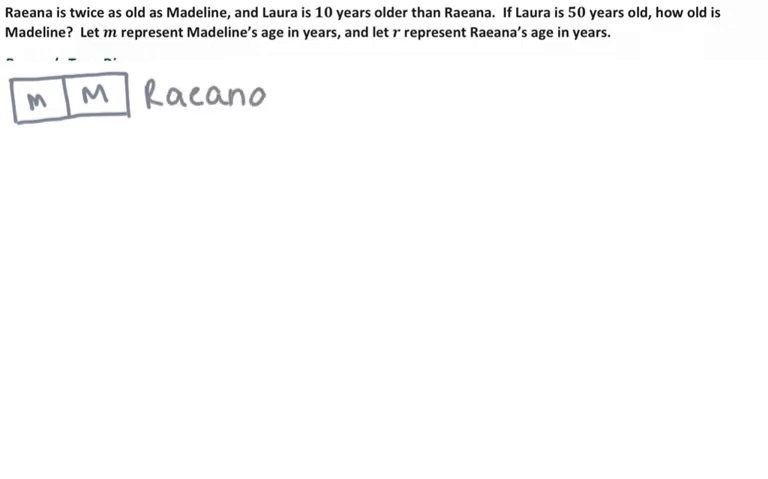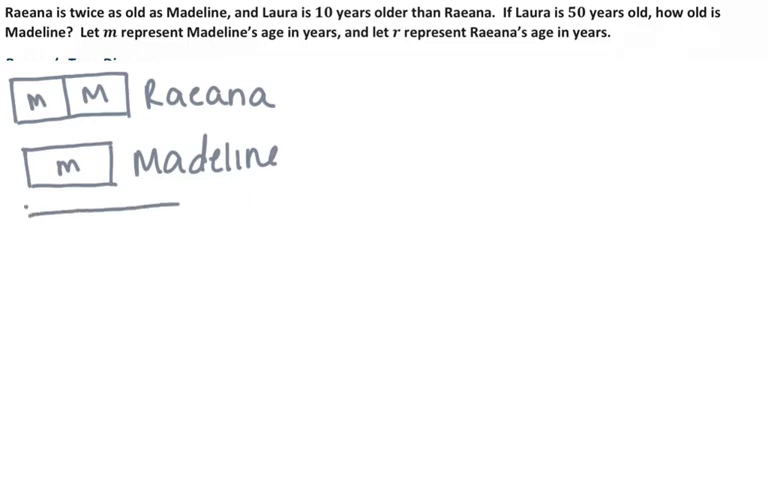So this is Rihanna. Secondly, I'm going to draw another tape diagram for Madeline, and she's just going to have one single box with an M. And then I'm going to draw a tape diagram for Laura. Laura is 10 years older than Rihanna, so one box is going to have R. The second box is going to have 10. And we know that Laura is 50 years old, so this whole box is equal to 50.